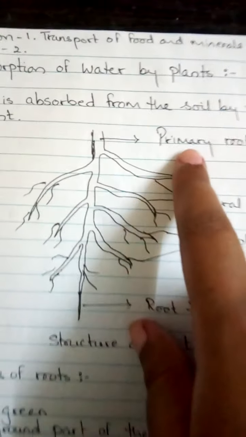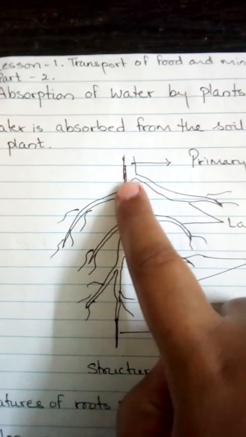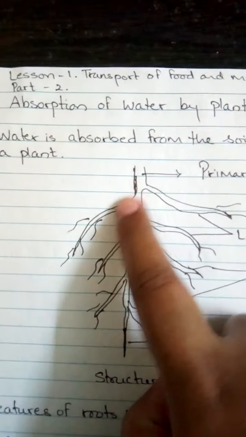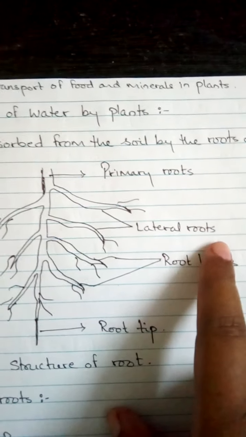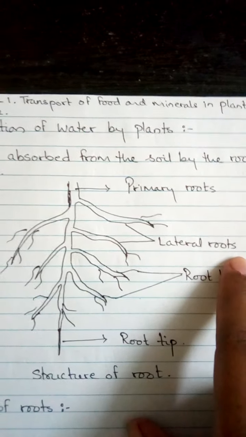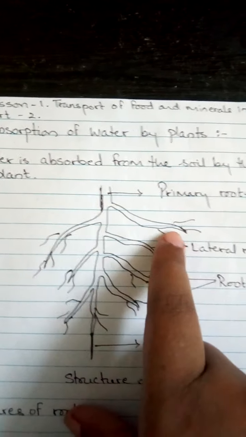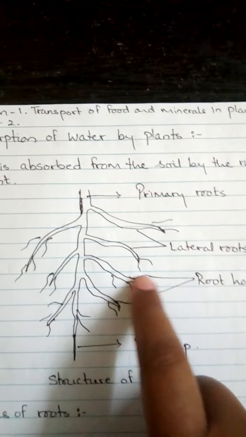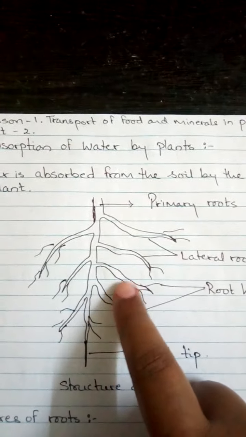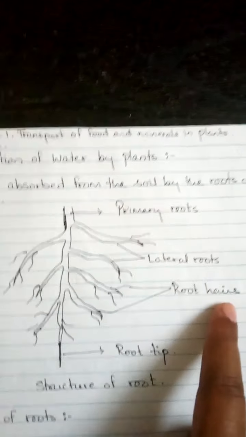So the root begins with the primary root. That is the starting point of the root. These roots further divide into branches. These branches are called lateral roots, or they can also be called secondary roots. So the primary root divides into branches, those are called lateral roots. Lateral roots further divide into smaller, thin branches, those are called root hairs.